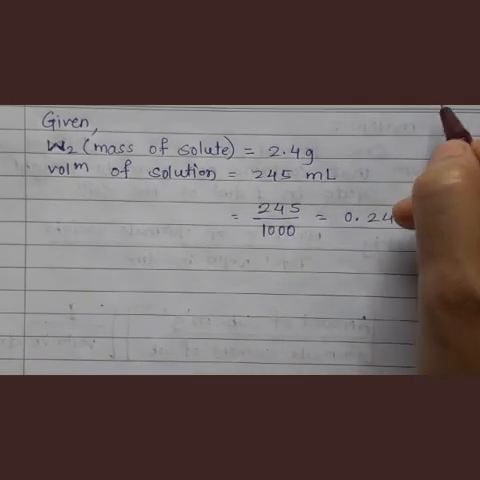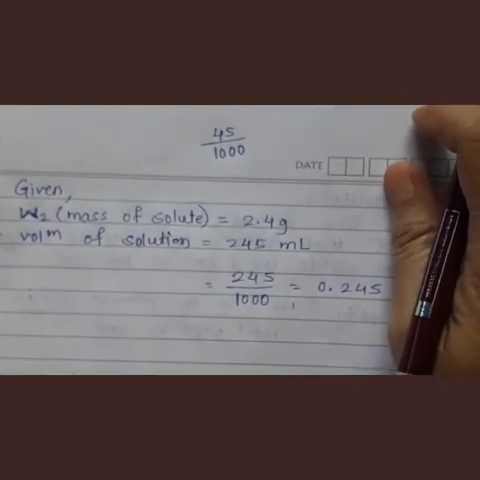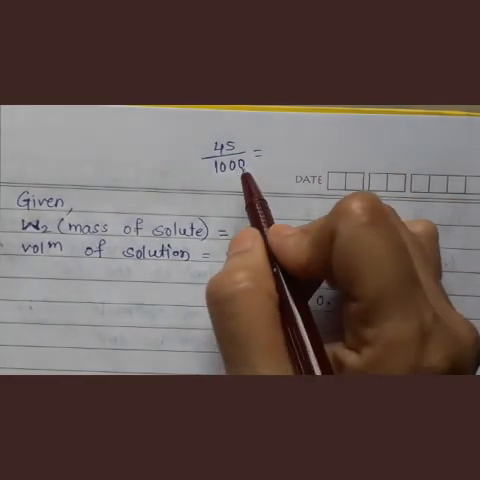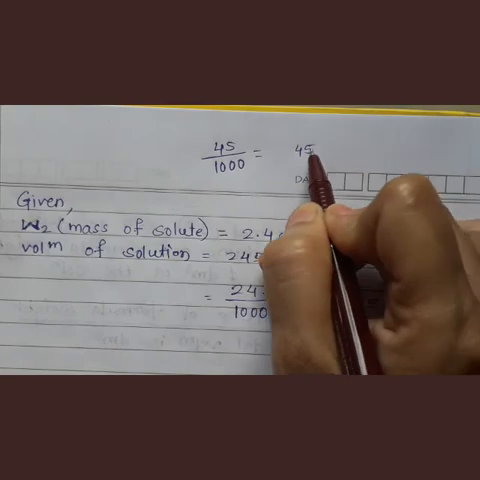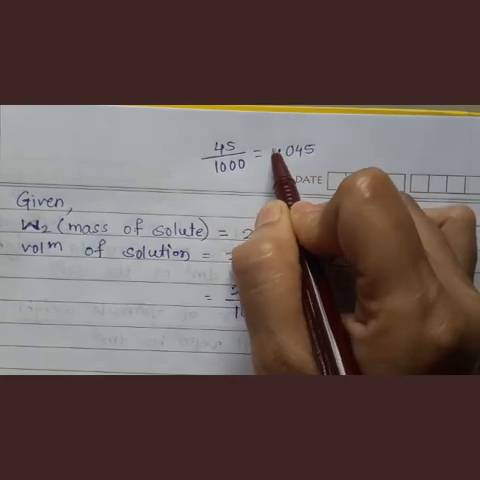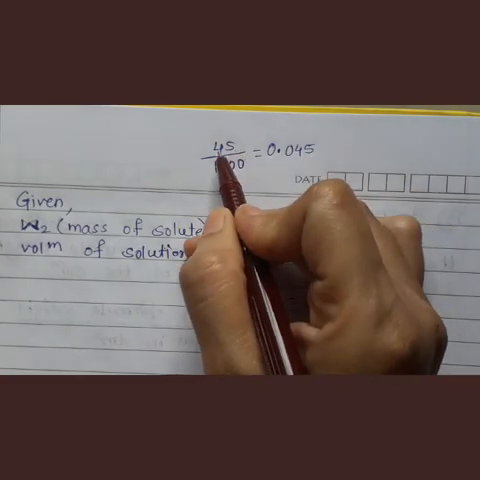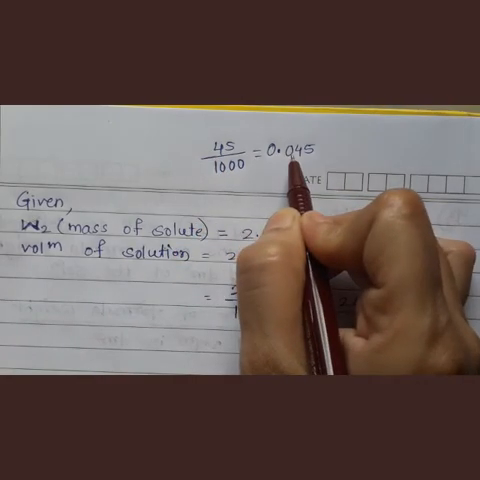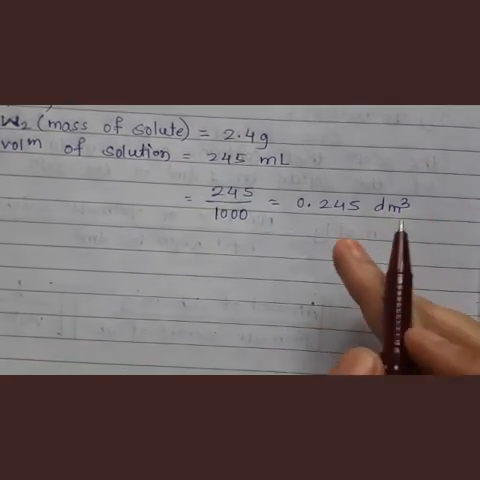Understand? If it is like this, 45 upon 1000, and we have to do this division, then what will we do? How many zeros are there? 1, 2, 3 zeros are there. So 5, 4, and one more digit we want but it is not there, so simply write 0 over there and then the decimal point. Understand? As many zeros as there are, that many digits should be after the decimal point. And from the right hand side we have to count 1, 2, and at the third position the digit is not there, so simply write 0 over there. Understand? In this way we can convert milliliters into dm cube.